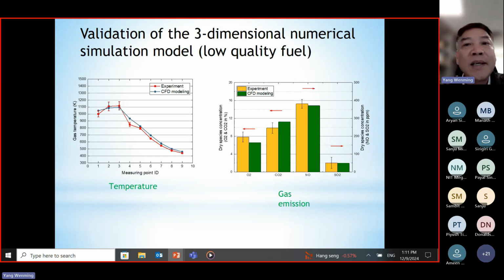Okay, the next one is the validation for the low quality fuel. Low quality fuel means that the ash content is more than 30%, and the lower heating value of the fuel will be low. So again, we can see a good match between the simulation results and the experimental results is achieved. Then we can use this model to do some parametric study.